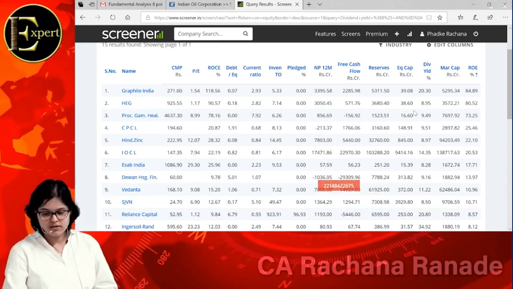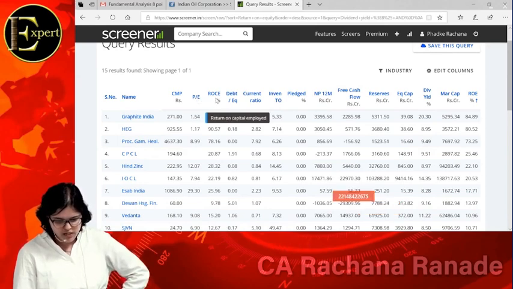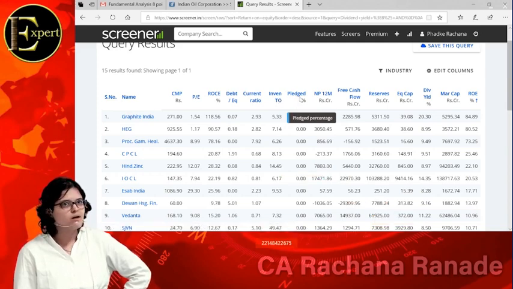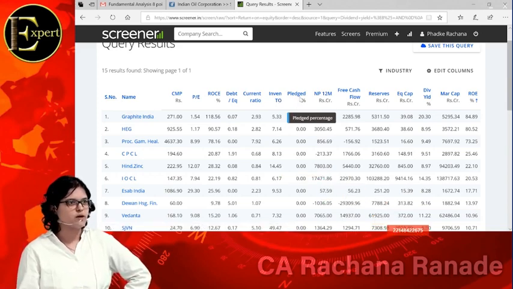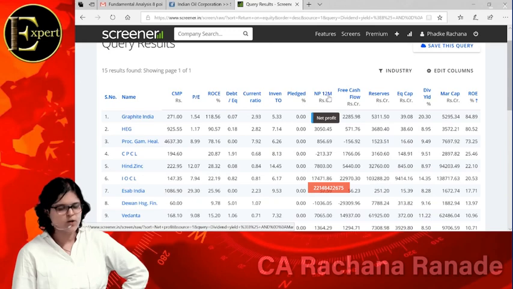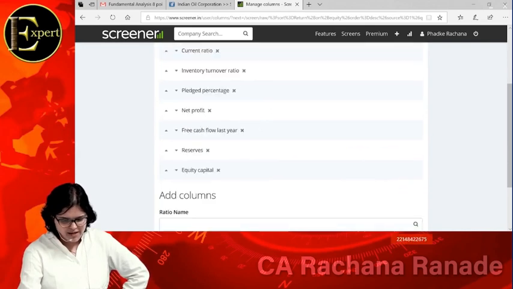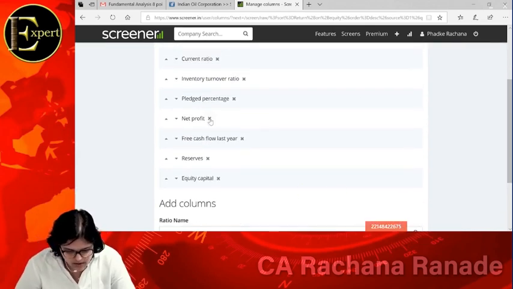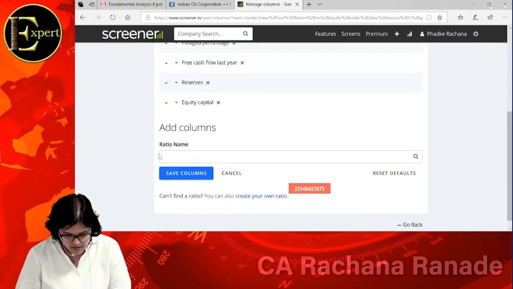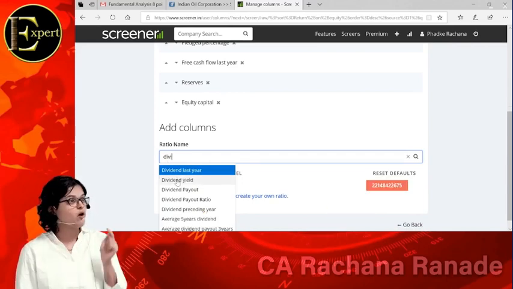Now what it did was, these columns, if you see here, are our columns: PE, ROCE, debt to equity, current ratio, inventory turnover, pledged. How come? Because I've logged into my account right now. If I log out, for example, this net profit 12 months, I don't want this. So it's very simple, go to edit columns. And here I say I don't want net profit, and I want this dividend yield ratio to appear in my list. Now every time I log into my account, dividend yield has to be there.